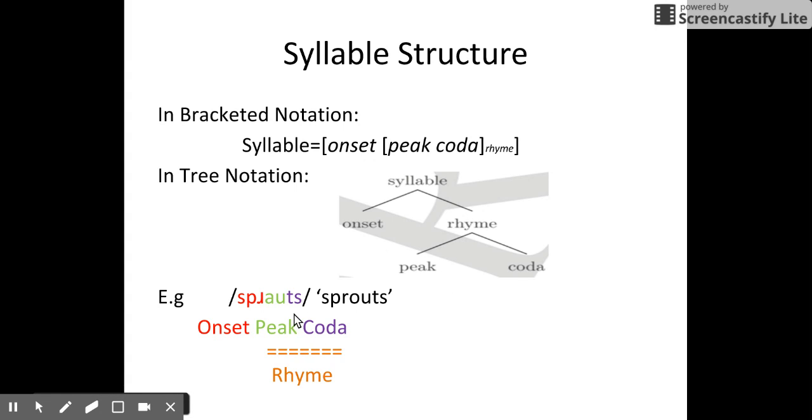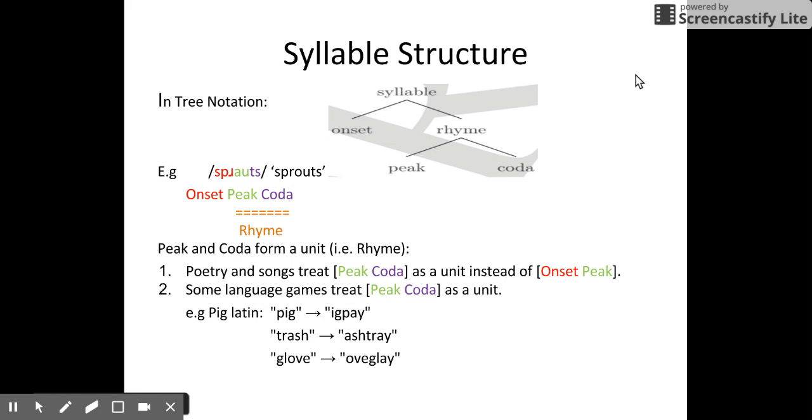And then another example, if we have sprouts, ow is the peak, ts is the coda, and spr is the onset, and peak and coda form the rhyme. Okay, and then I'm going to motivate why there is such a unit called a rhyme.